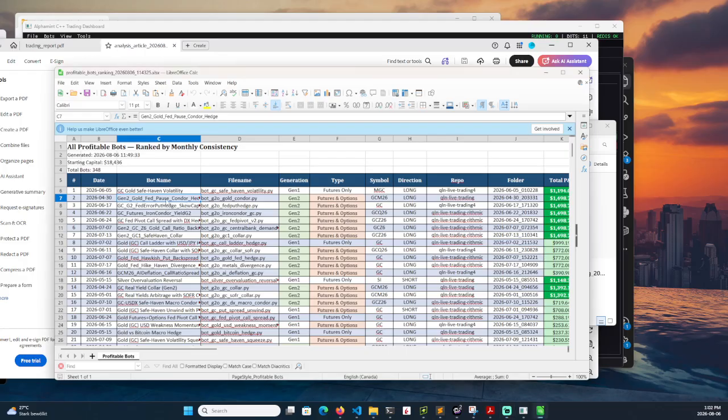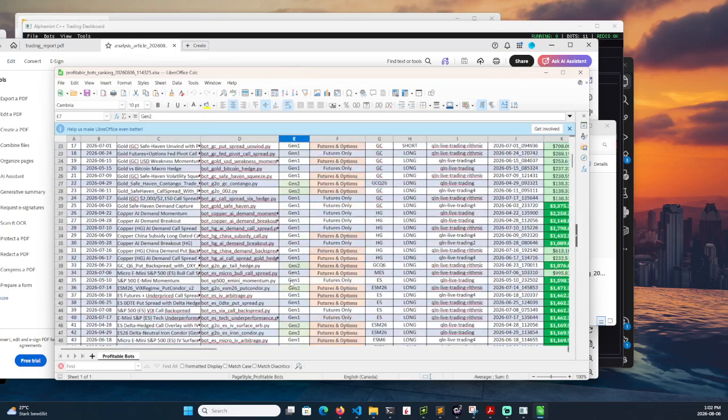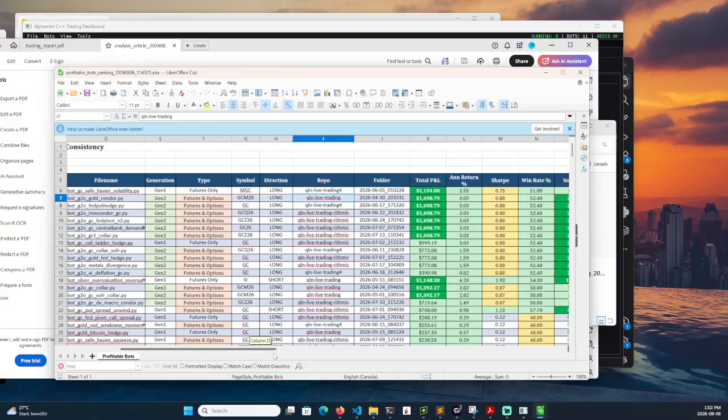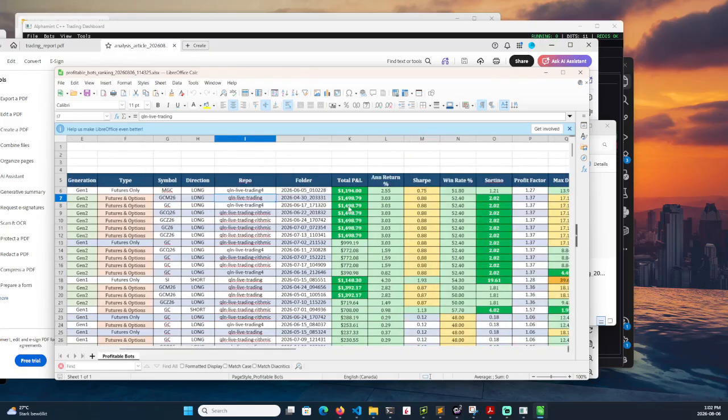So this is for option trading on a condor. You can see all the Gen 2 generally perform way better than the Gen 1, okay, because they're institutional level. There's, as I said, 400 rules. So this one involves futures and options. This one could be futures only. This symbol here, long, position direction. And then in here, we have the day it was created, total P&L, okay, average return, okay.